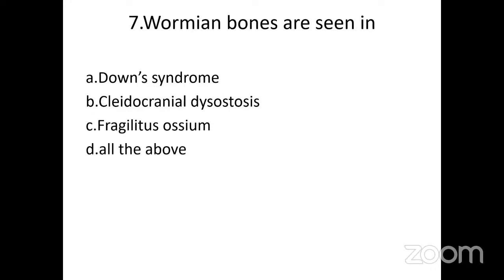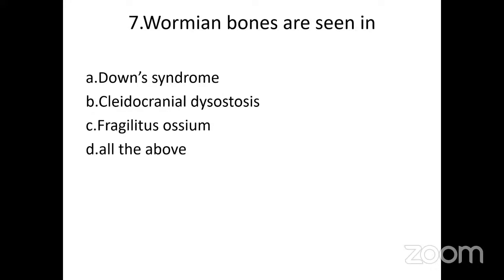And fragilitas ossium is nothing but glass bone disease, or osteogenesis imperfecta. That's a very important and very common condition. Osteogenesis imperfecta means the osteogenesis is not perfect, because the bone looks like glass. Fragilitas means brittle, so it is also called brittle bone disease, Lobstein's disease or Rolfes disease.